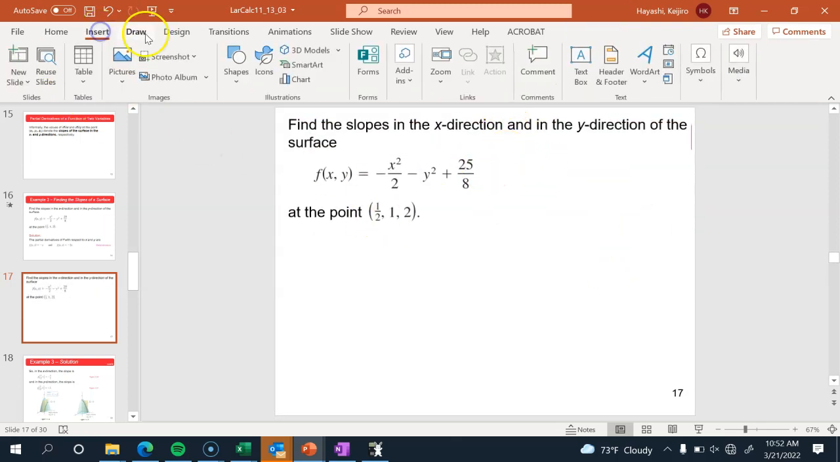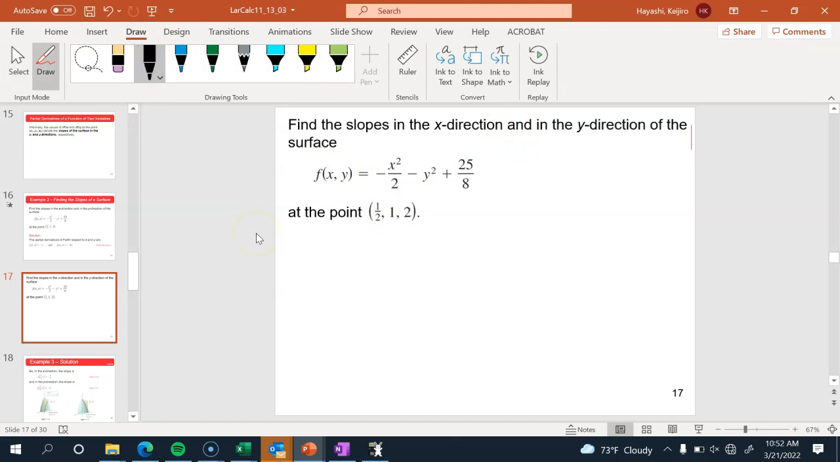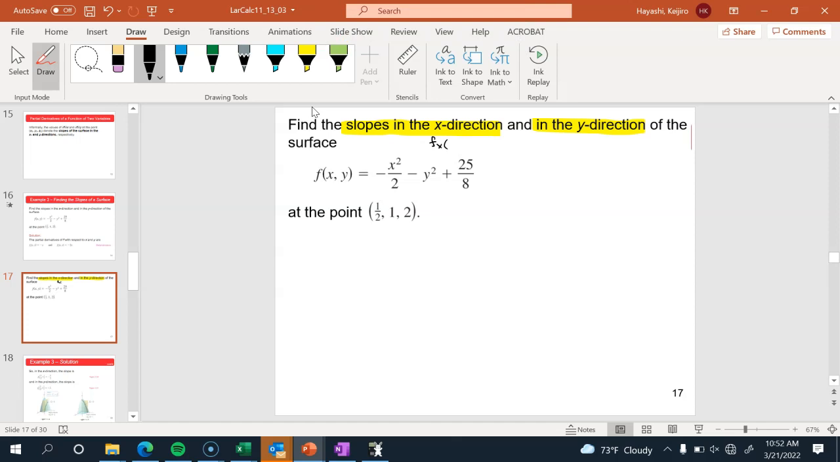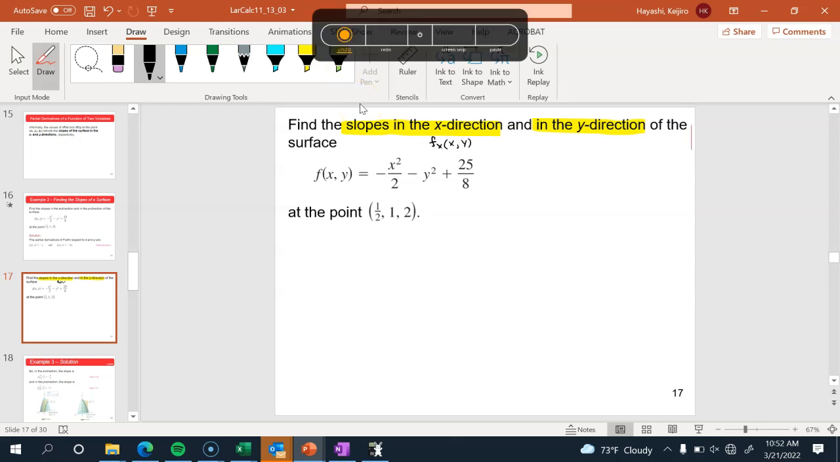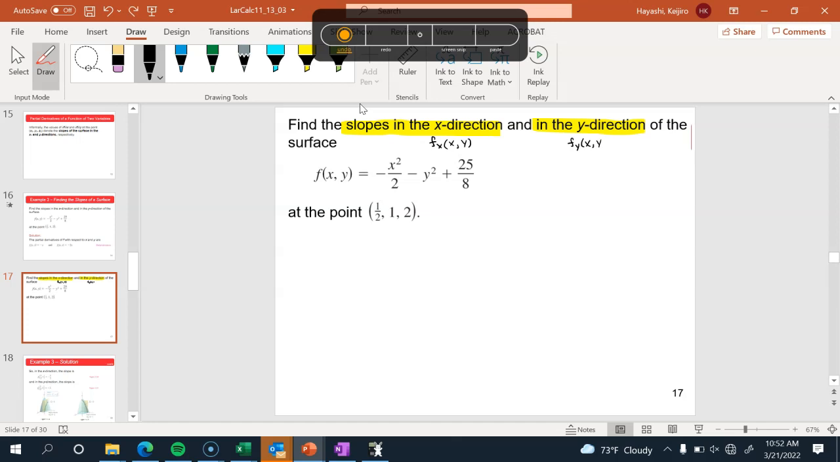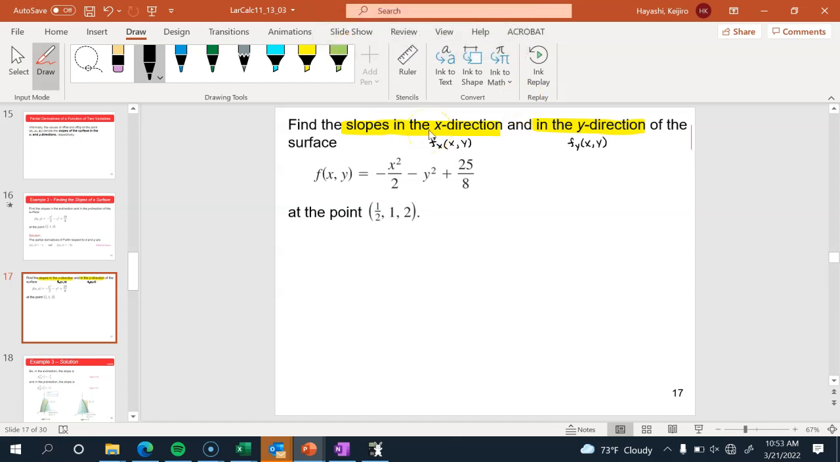So this seems like it might be a new question, but it's actually not. Slopes in the x direction and in the y direction are going to be the partial derivative with respect to x at the point, and the partial derivative with respect to y at the point. But first, to have something to plug this point into, we have to find the expression for these partial derivatives.